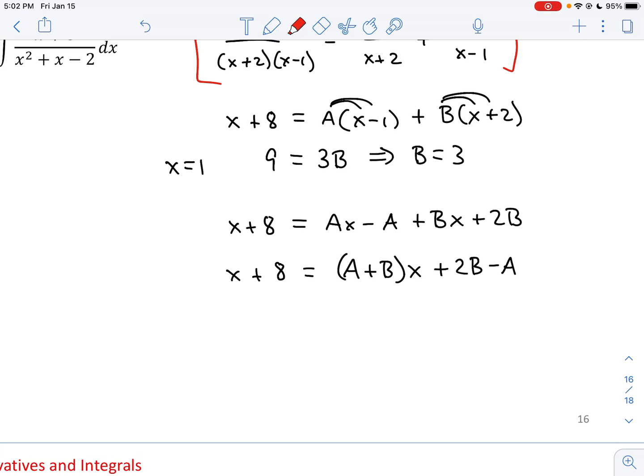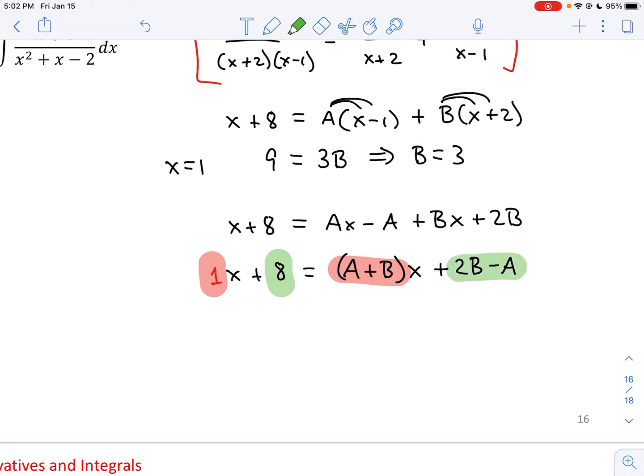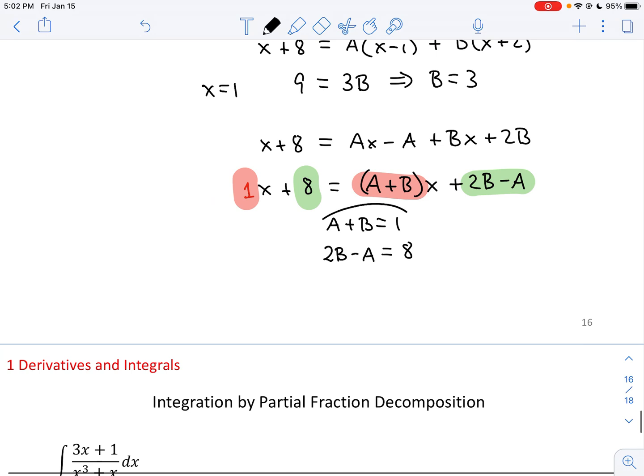Now, the coefficient in front of the x on the left side of this equation is an implied 1. Right? So the coefficient there has to match the coefficient of the x on this side. And the constant on this side, which is 8, has to match the constant on this side, which is 2b minus a. So this allows you to create a system of equations that says a plus b has to be equal to 1, and 2b minus a has to be equal to 8. Then you can solve this system.